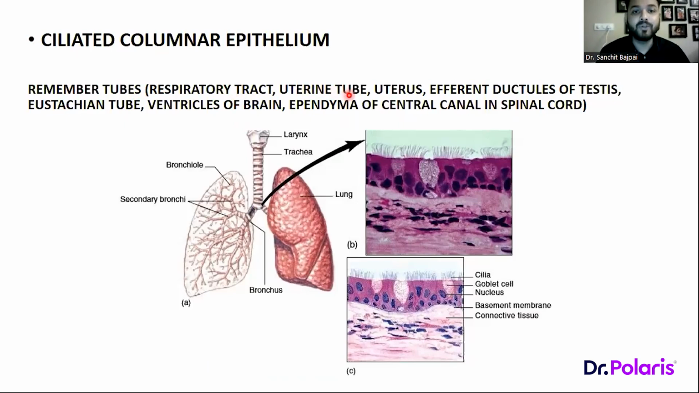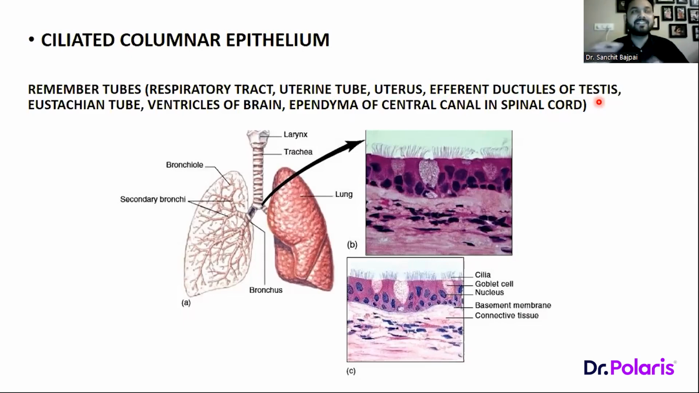Second is the uterine tube, or let's say a fallopian tube, right? That is also lined with this particular epithelium, which helps the ova come towards the uterine cavity, right? The uterus itself is lined by this epithelium. Then there is something called the efferent ductules of the testes. So basically the testes are producing sperms or spermatozoa. They have to travel, and these efferent ductules are going into something called the vas deferens.